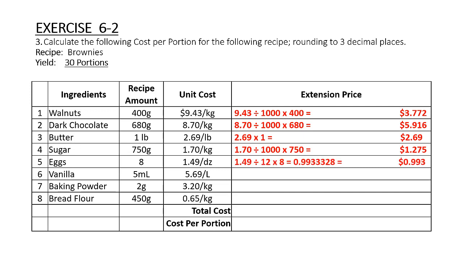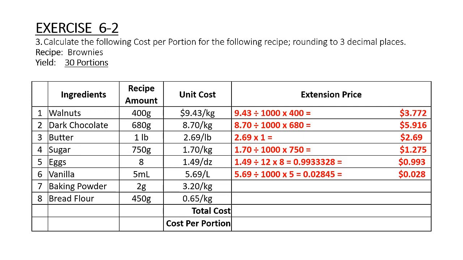Eggs, we paid $1.49 for a dozen eggs. We only need 8. So we'll take $1.49 divided by 12, the amount in a dozen. We now have the cost of 1 egg. Well, let's multiply that by the 8 eggs we need, and there's our extension price, $.993 for 8 eggs. Vanilla, we paid $5.69 for a liter. We only need 5 milliliters. So let's divide the per liter price by 1,000 to get us the cost of 1 milliliter, multiplied by the 5 milliliters we're looking for in our recipe, and there's the extension price for that.